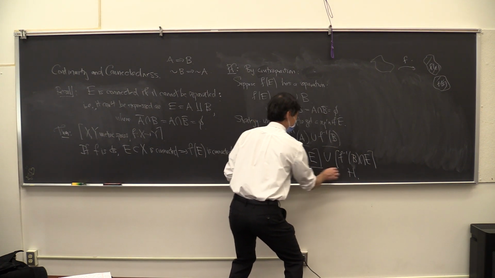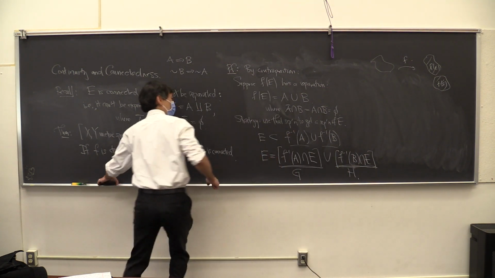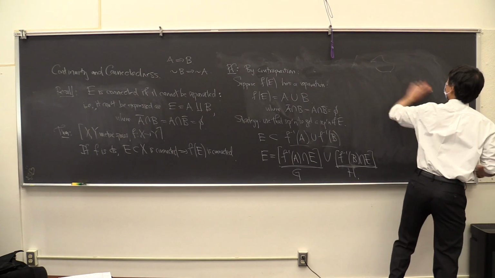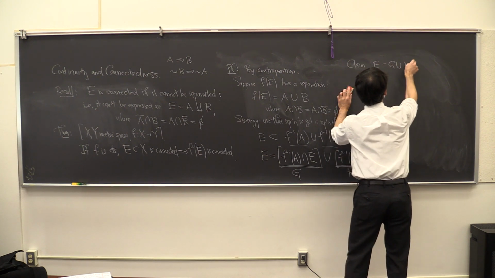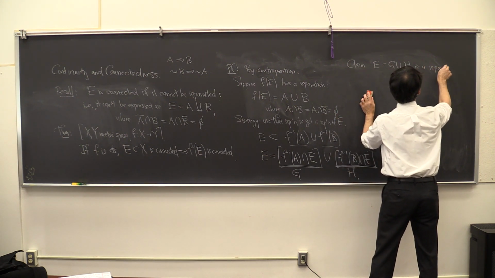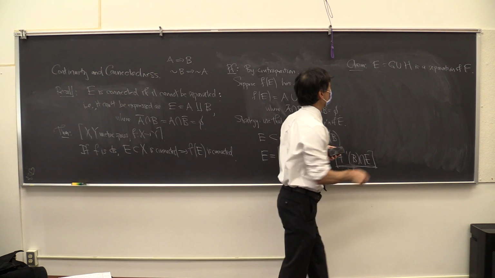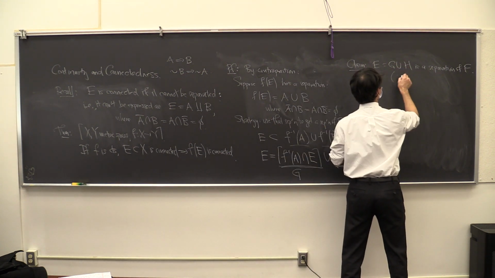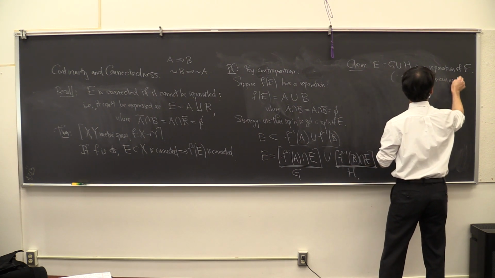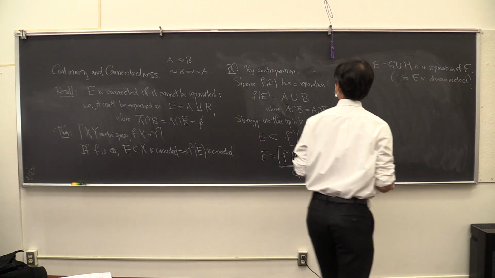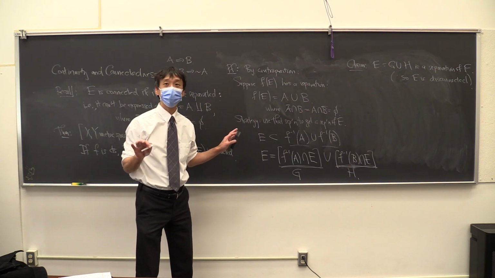Let's call this guy on the left G. Let's call this guy on the right H. So we claim that this is a separation. And so E is disconnected. Okay. Any questions?